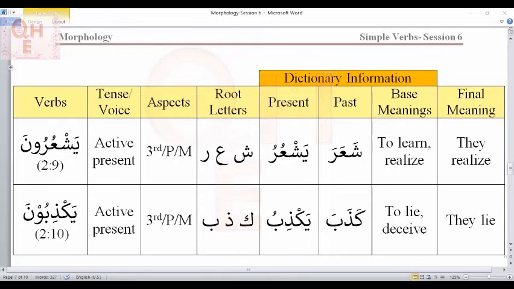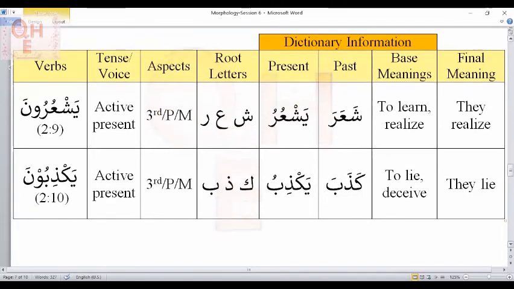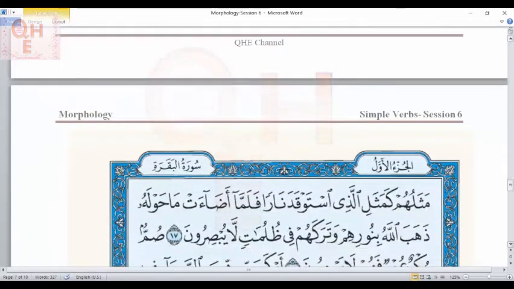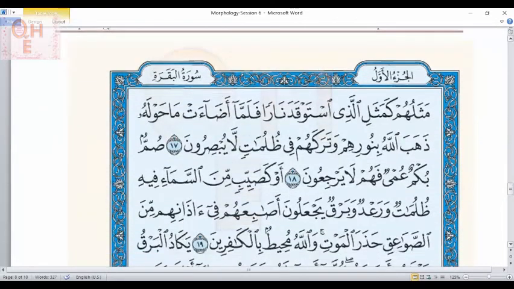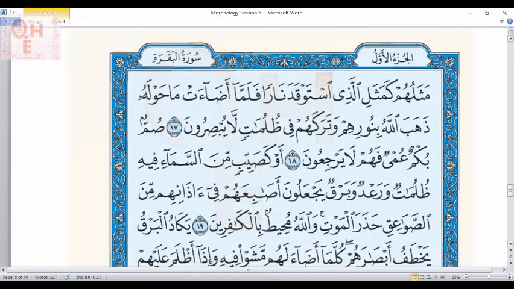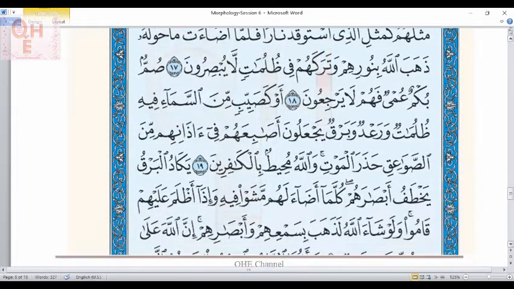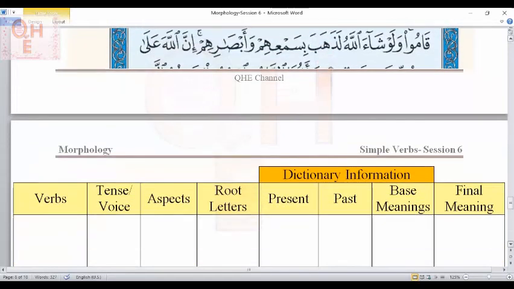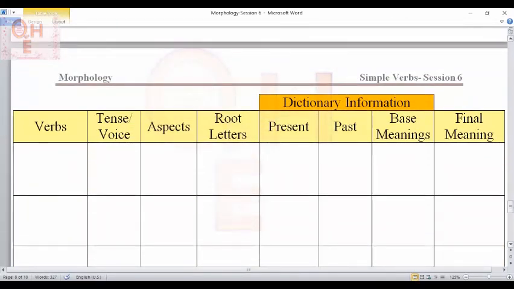Now let's take a small assignment, inshallah, for the next session. Before the next session, try to solve this assignment, inshallah. Try to find simple verbs from verses 17 to 20 in Surah Al-Baqarah. You can look at the screen, or you can go to your mushaf, verses 17 to 20, Surah Al-Baqarah, and try to, inshallah, make a chart like that in your notebook and fill up the chart with the words that you find.